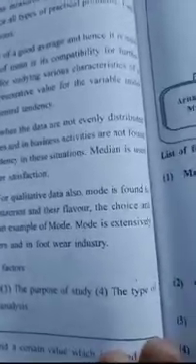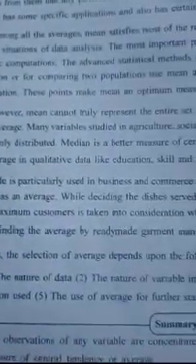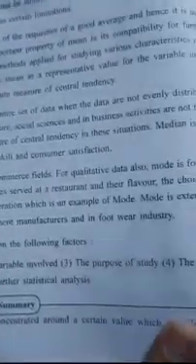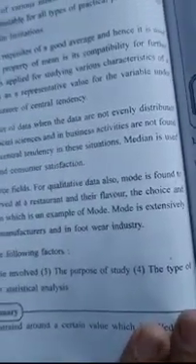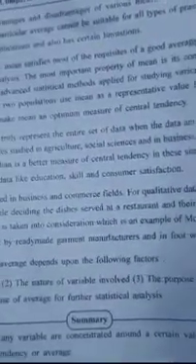Mode is extensively used for finding the average by ready-made garment manufacturers and in the footwear industry. Where it is used in footwear and ready-made garments, people use it more. So each and every average has its own tendency in the market. So this was the theory of chapter number 3, measures of central tendency.